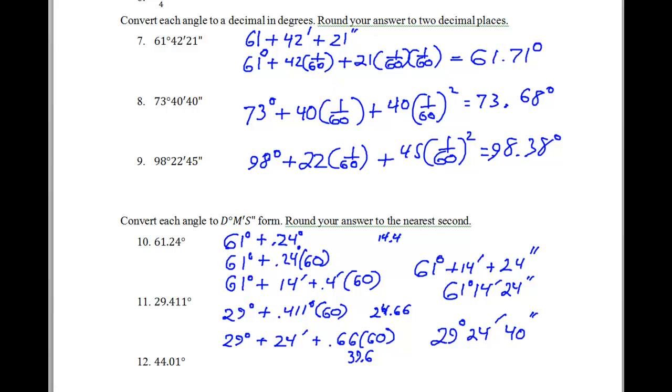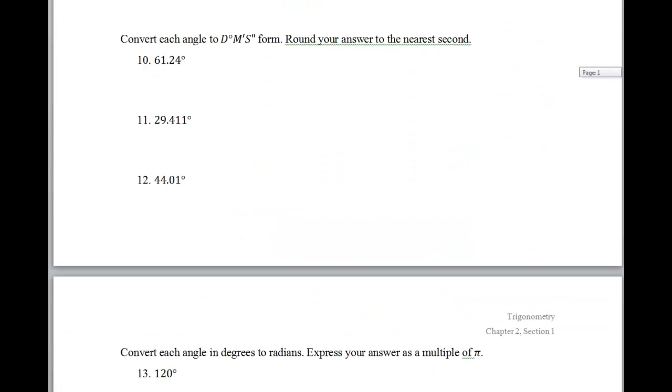All right, moving on to problem 12. I will need a little bit more room for this one here because it has kind of a weird middle part. This one here is going to start off with 44 degrees plus a hundredth of a degree. Now I'm going to see what happens when I multiply by 60, and what that gives me, it gives me 0.6 minutes.